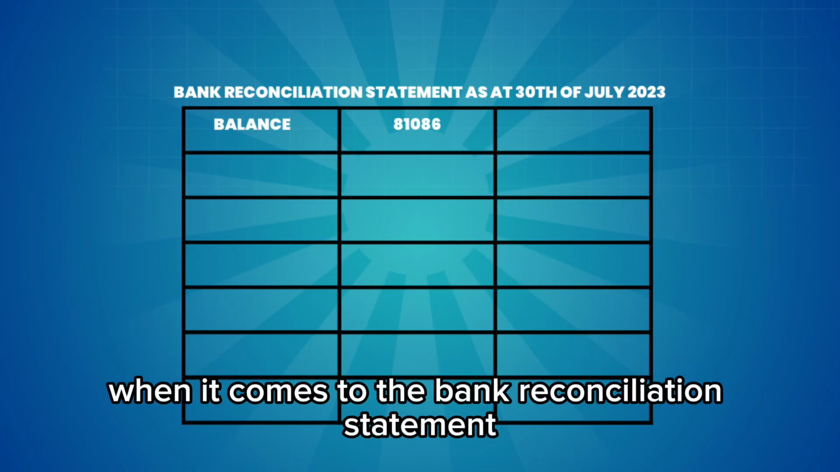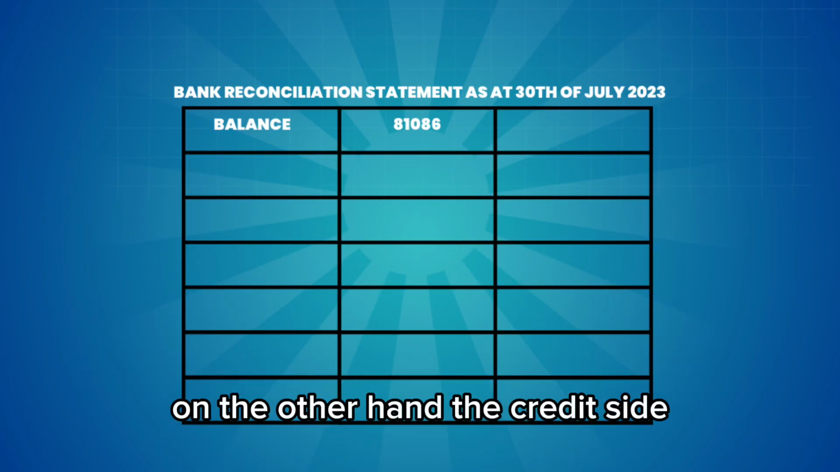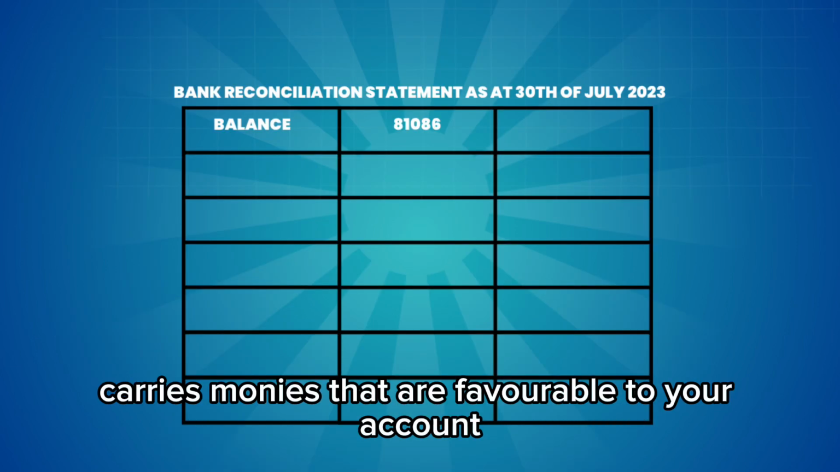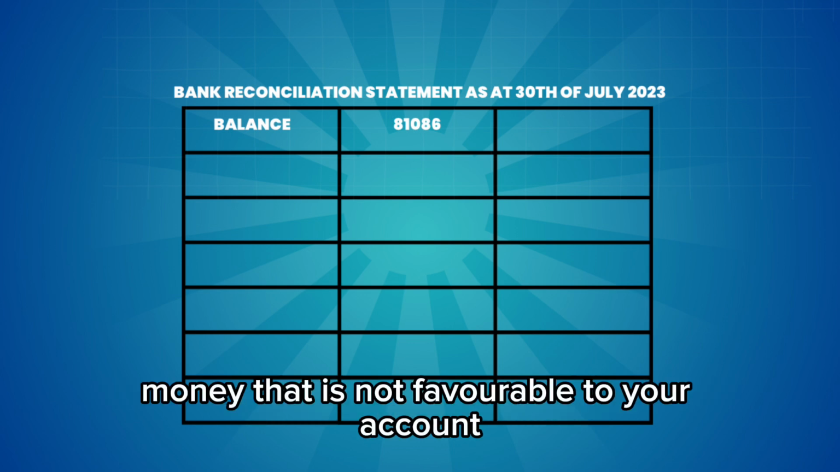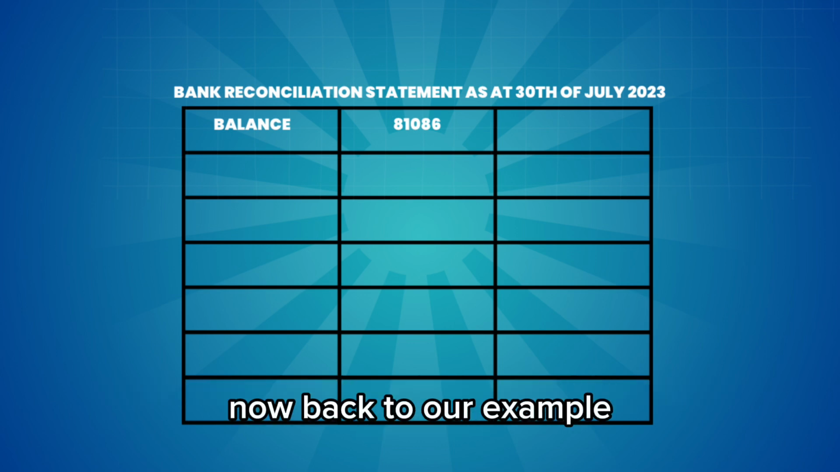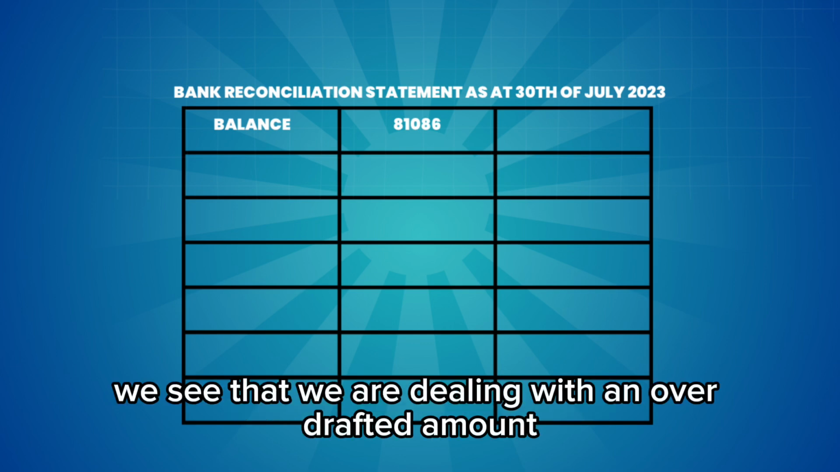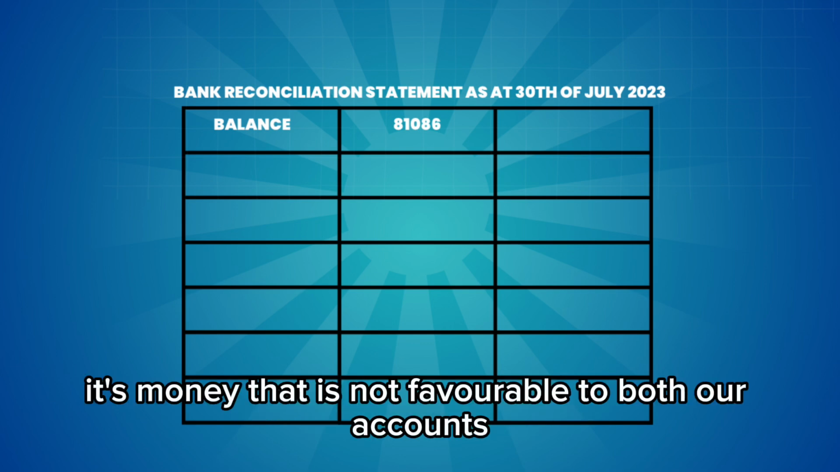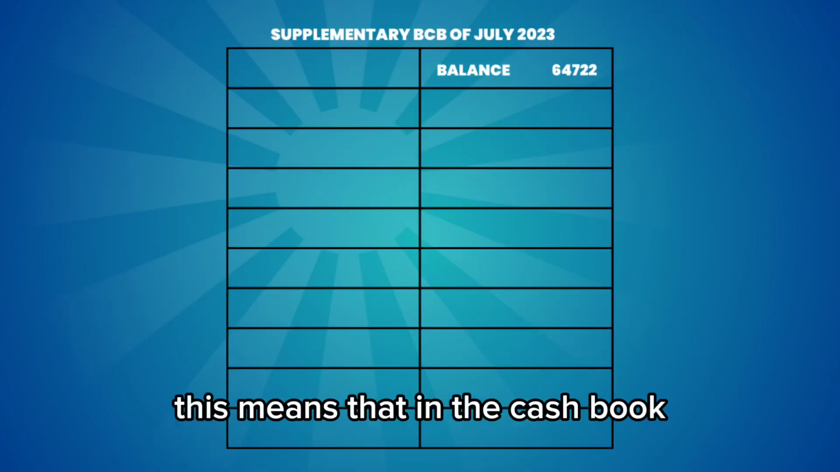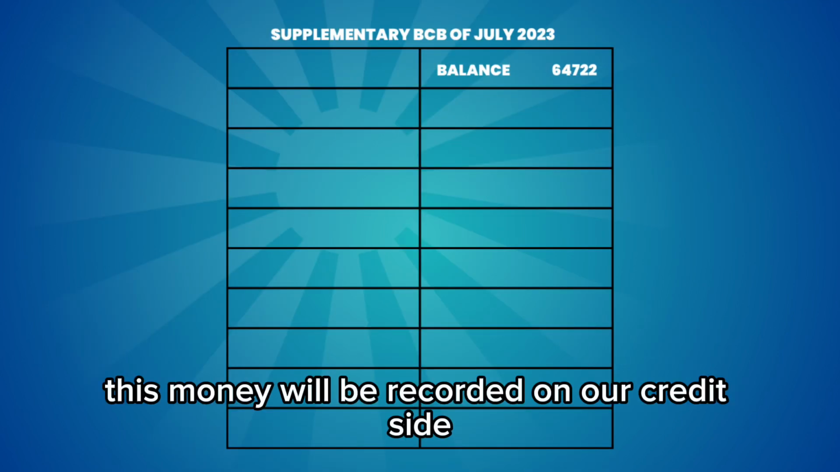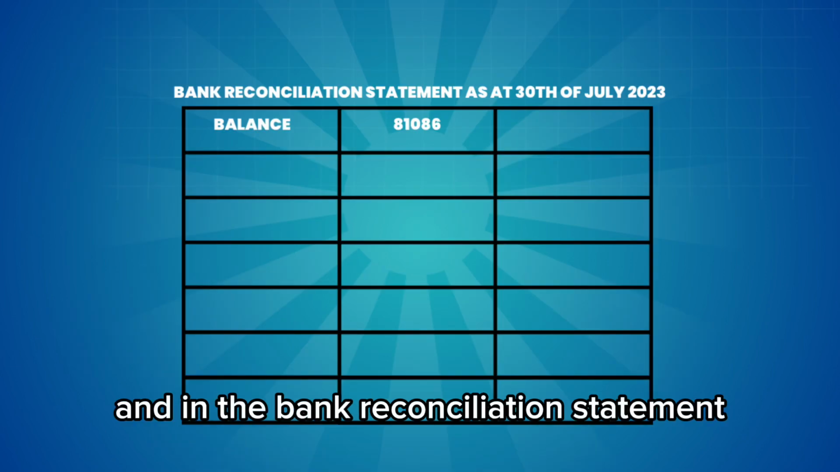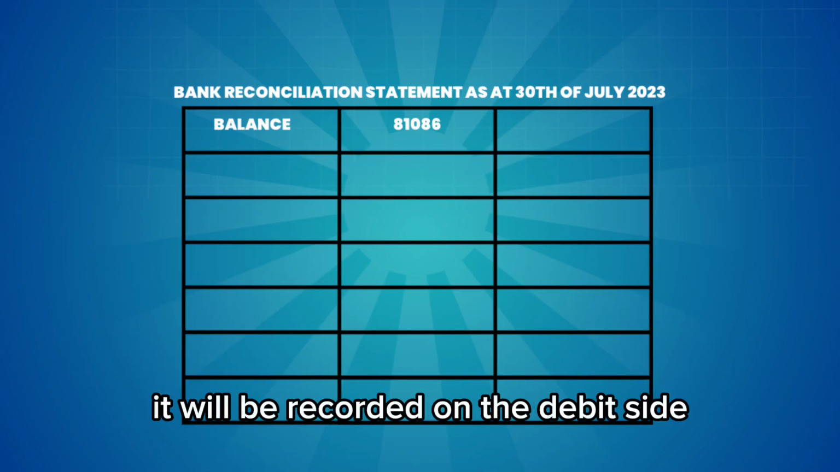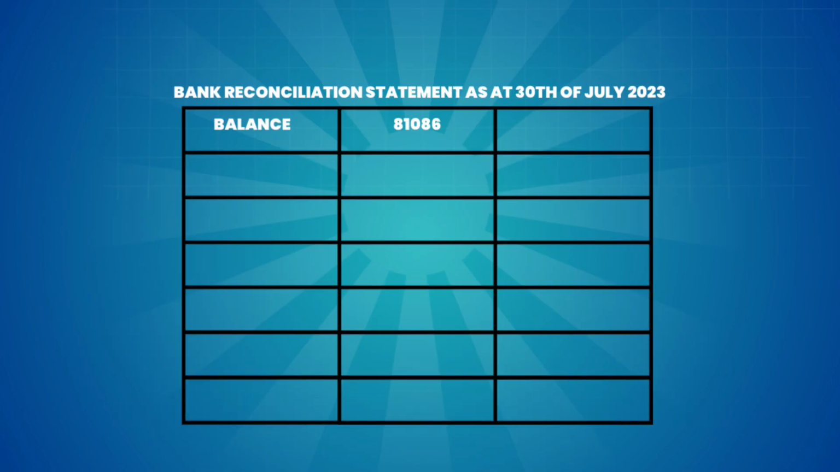When it comes to the bank reconciliation statement, on the other hand, the credit side carries monies that are favorable to your account, and the debit side carries money that is not favorable to your account. Now back to our example, we see that we are dealing with an overdrafted amount, meaning it's money that is not favorable to both our accounts. This means that in the cash book, this money will be recorded on our credit side because it's not favorable, and in the bank reconciliation statement, it will be recorded on the debit side.